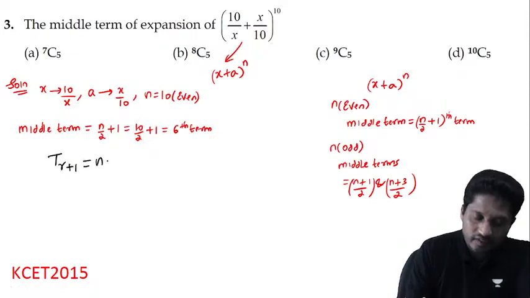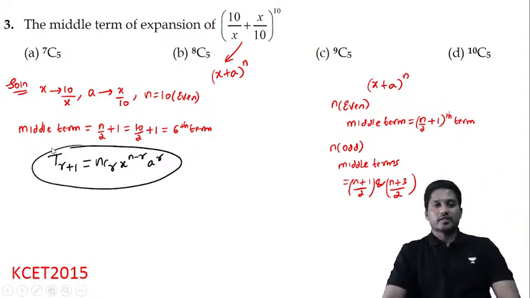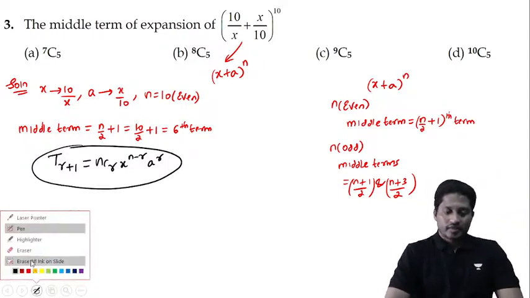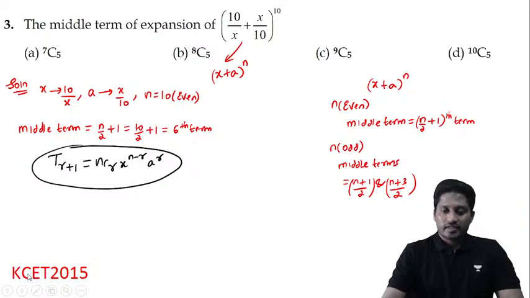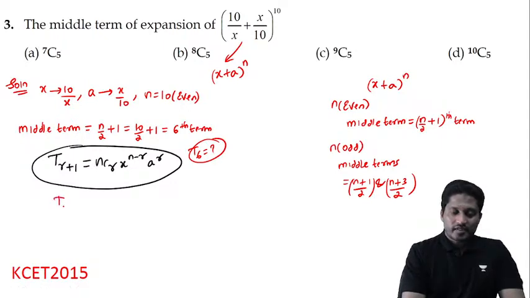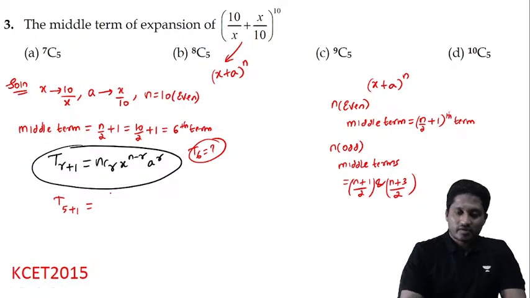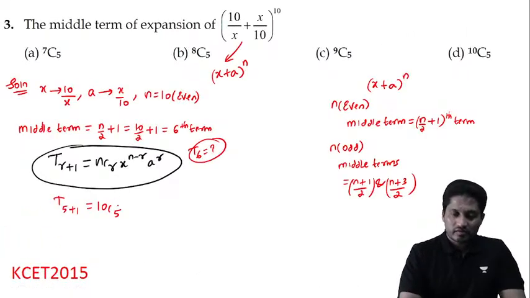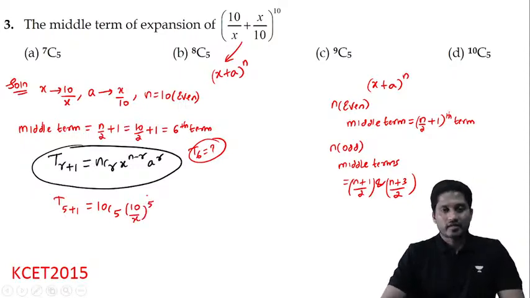T(r+1) is equal to nCr x to the power of (n minus r) a to the power r. This is the general term in the expansion of (x plus a) whole power n. Now if I substitute the values, I'm supposed to find the 6th term. T6 can be written as T(5+1), right? T(5+1) is equal to 10C5, x is 10 by x whole power 5 to a power r.